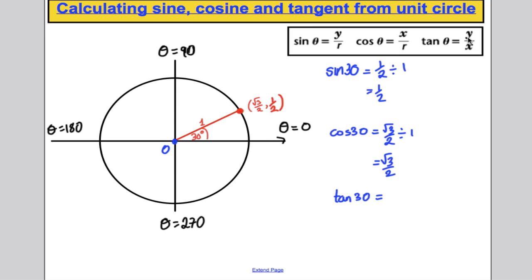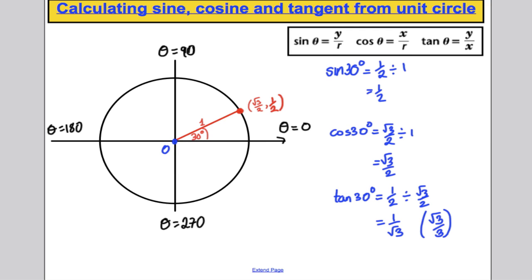And tan of 30 is going to be my y coordinate, which is a half, divided by my x coordinate, which is root 3 over 2, and I would get for that 1 over root 3. Or if I rationalised it, times top and bottom by root 3, I would get root 3 over 3. And so I can work out sine of 30 degrees, cos of 30 degrees and tan of 30 degrees using the coordinates here of x and y.